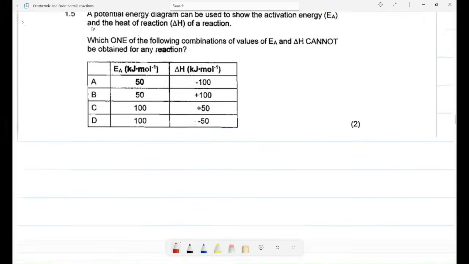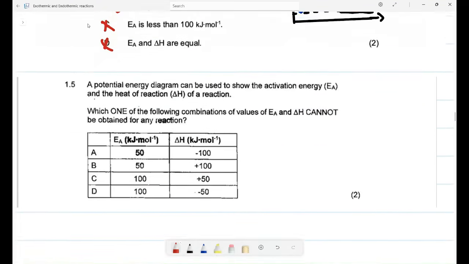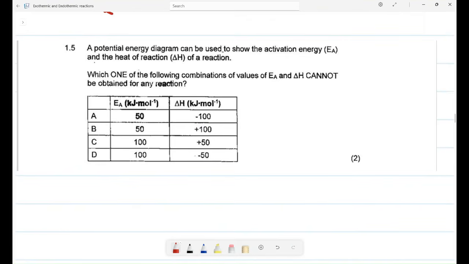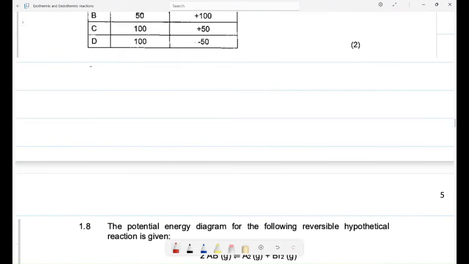1.5, the last one maybe. Oh, okay, the second last one. A potential energy diagram can be used to show the activation energy and the heat of the reaction, which is the change in enthalpy. Which one of the following combinations of values for EA and H cannot be obtained for any reaction? Now let's draw for the forward, for the exothermic, and compare.